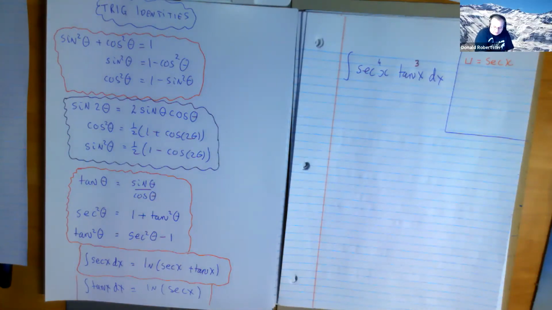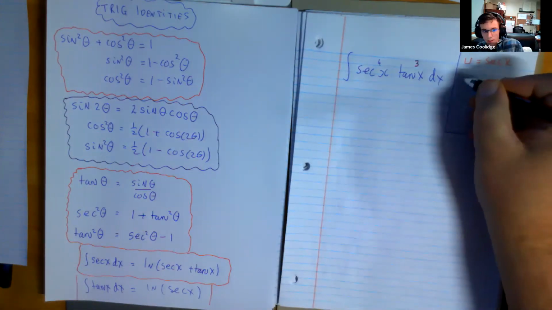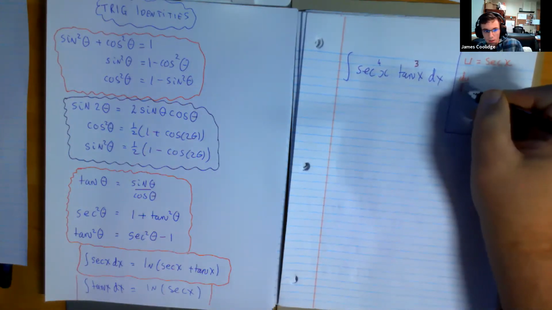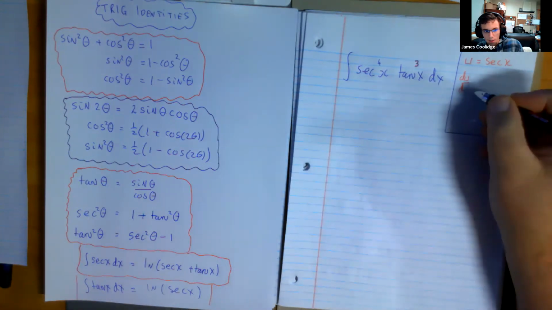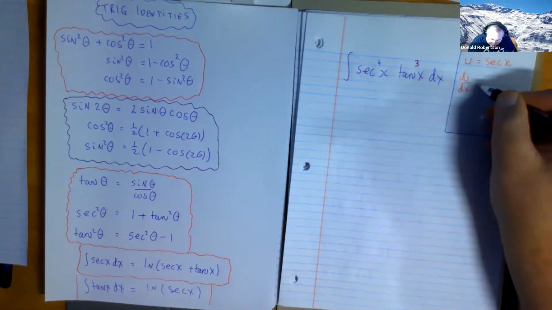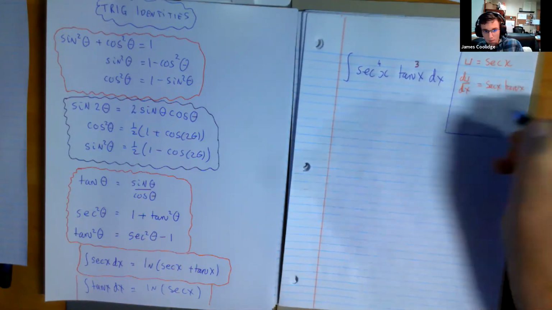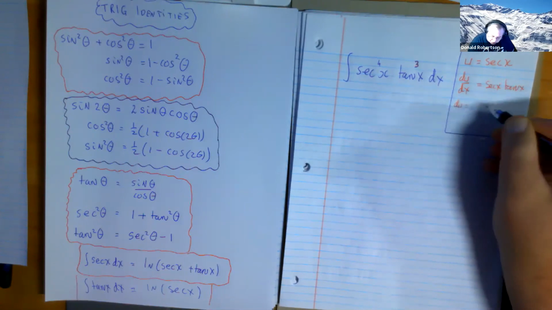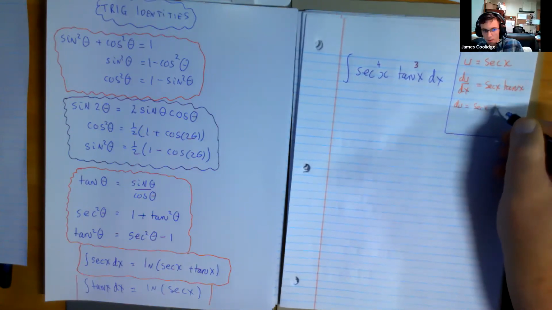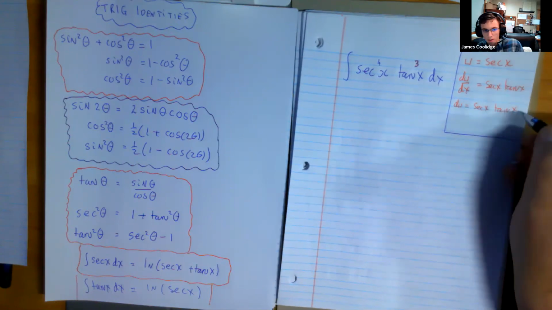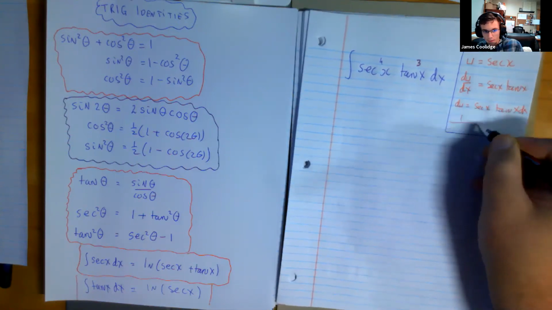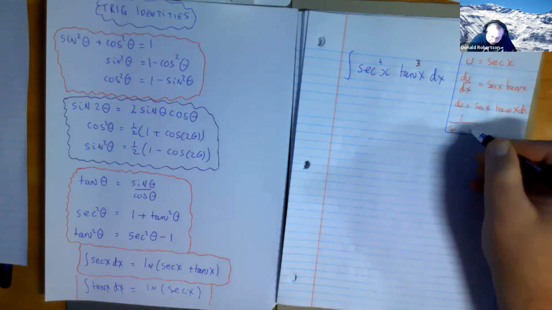And correct. That will definitely work. Why? You can pull a tangent and a secant out of the equation and make a secant tan. Why is that a good thing? If you have a tangent squared left, you can turn it into secant squared take away 1. Yes, secant squared.